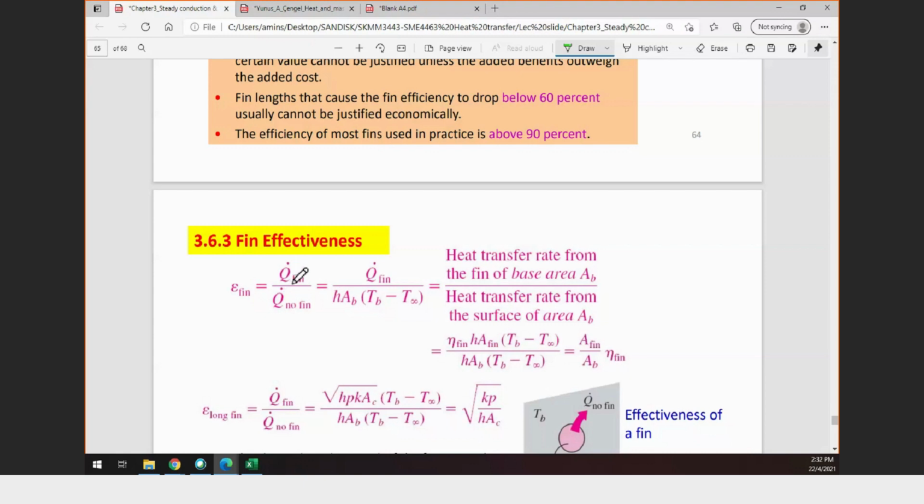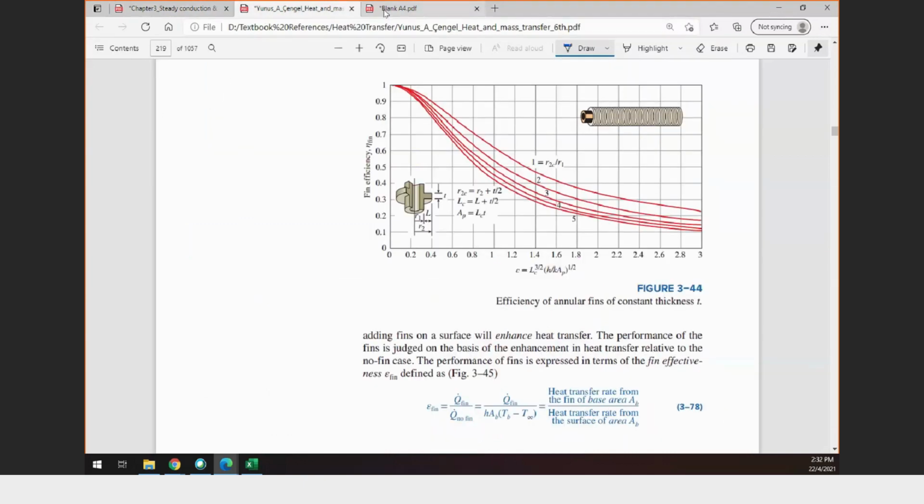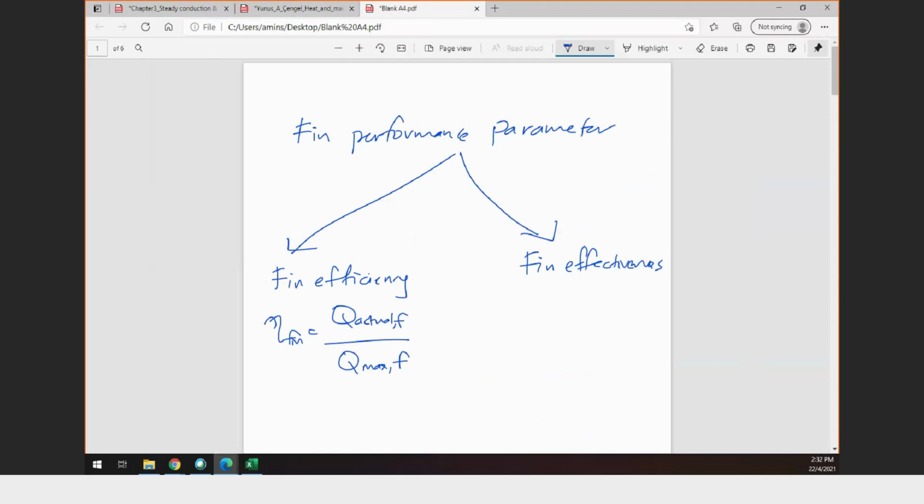Heat transfer of the fin divided by heat transfer without fin. So we can say that this is the effectiveness. Heat transfer actual of the fin divided by heat transfer without fin.